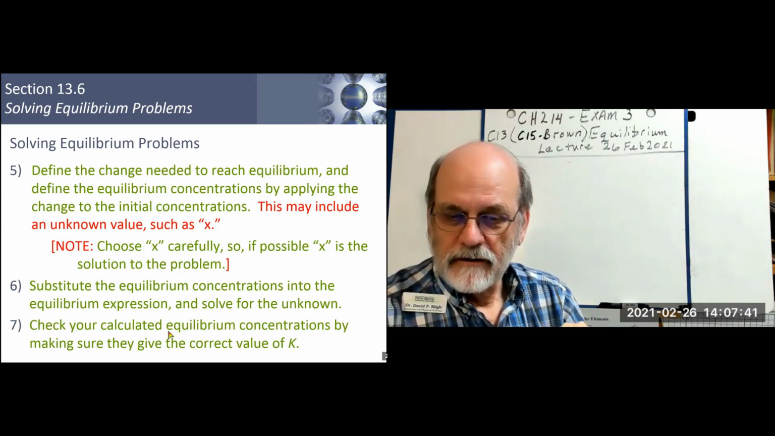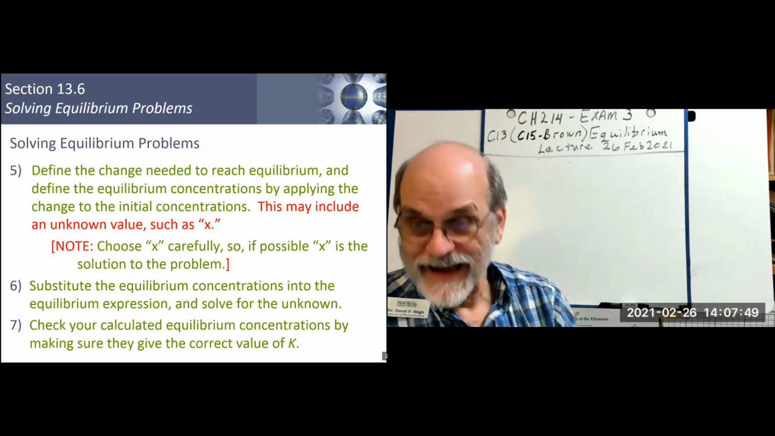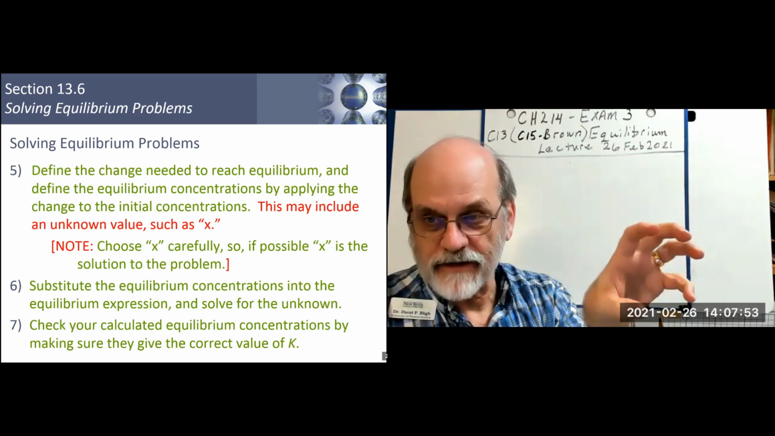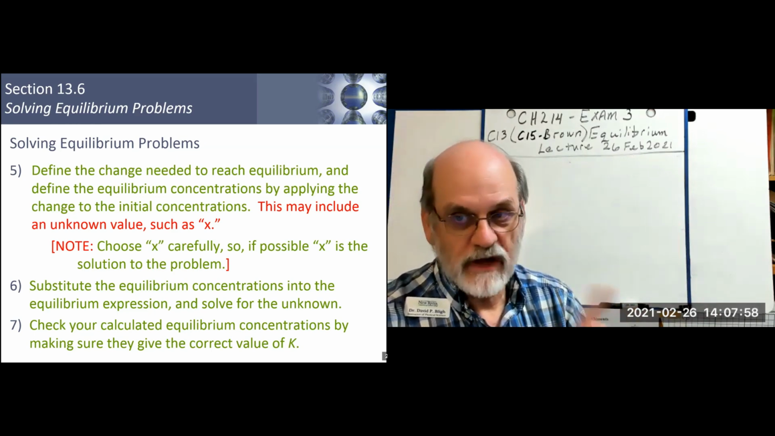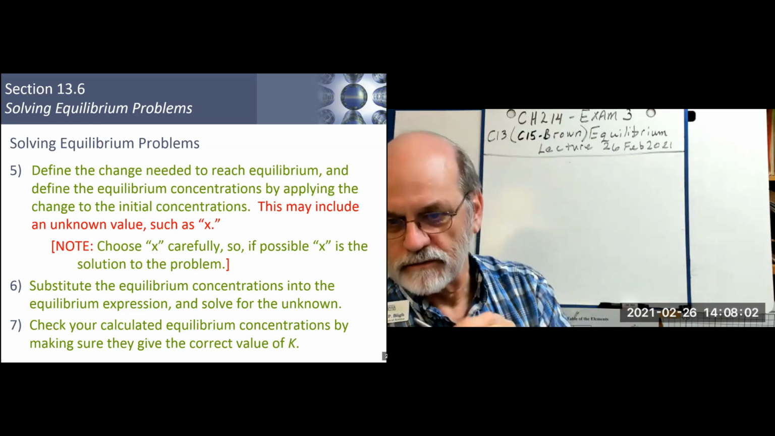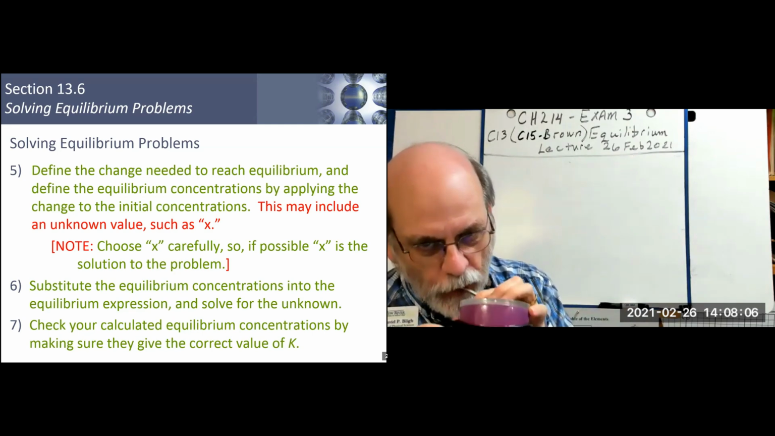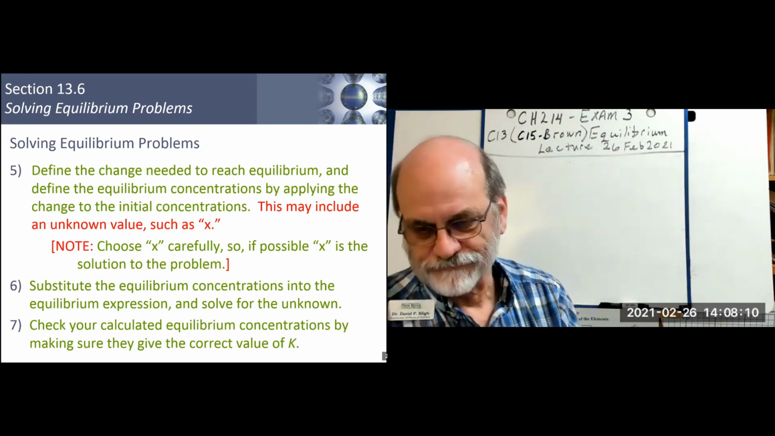Then check to be sure that that value is valid, if it's correct. And to do that, you put in real values into the expression, calculate that, and compare it to the K. If it's not the same as the K, then you made a mistake somewhere. And it's better to know before you put the answer on an exam that you've made a mistake. Then at least you can correct it.